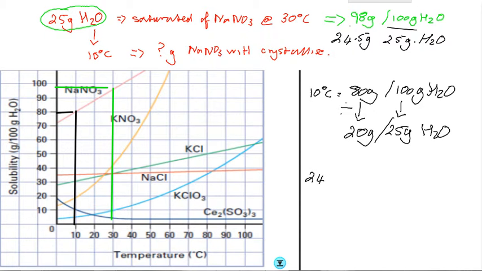So when we reduce the volume of water, at 30 degrees we can dissolve 24.5, and at 10 degrees we can only dissolve that. So in the bottom of our beaker, if we cool that down, we would have only 4.5 grams of the solid. So that's how we apply or adapt our question if we're given a reduced volume of water.